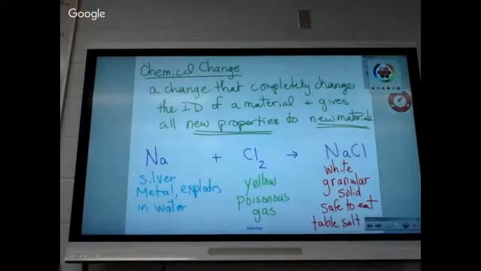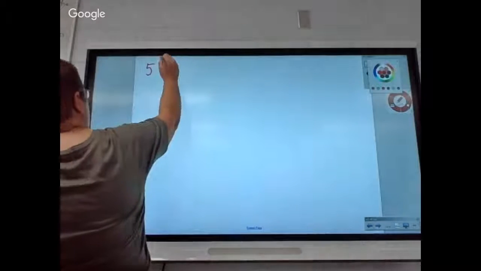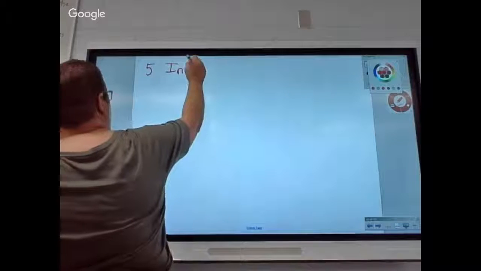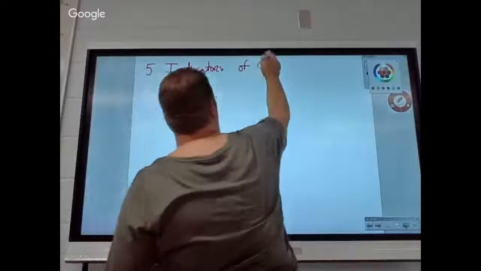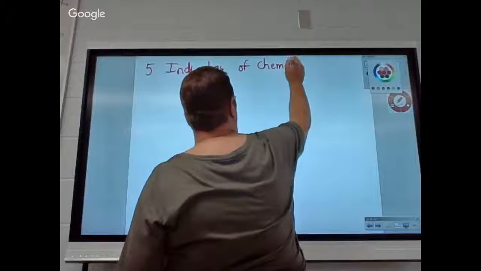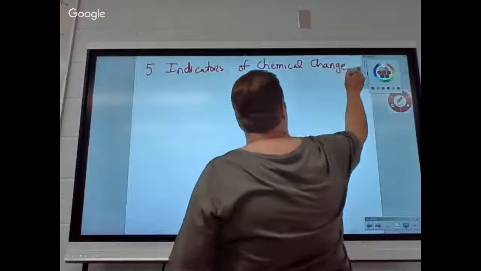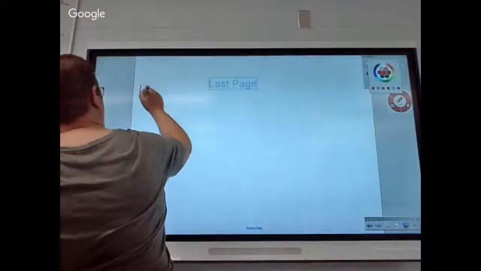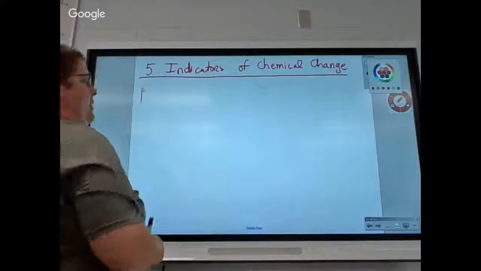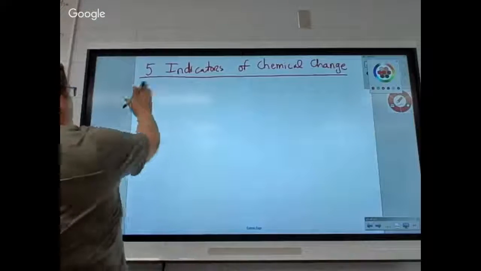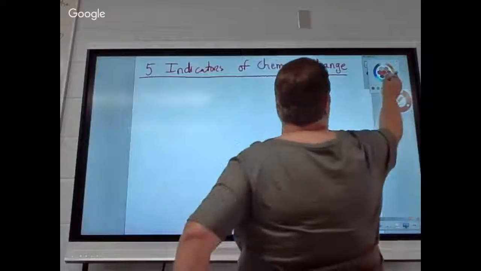All right. So what are these 5 indicators? Okay, 5 indicators of chemical change that I speak of. Number 1. Okay, let's try that again. Number 1, 5 indicators of chemical change. Okay, that didn't work out so well.